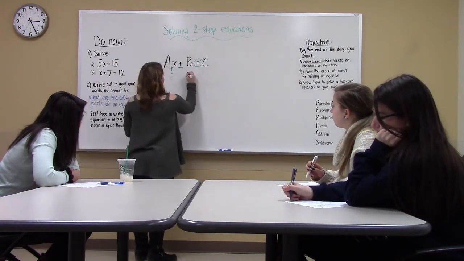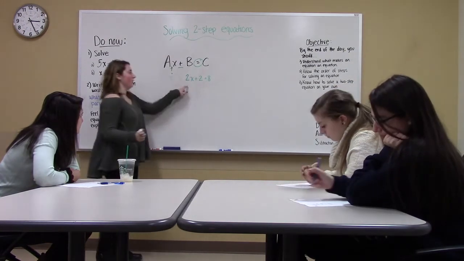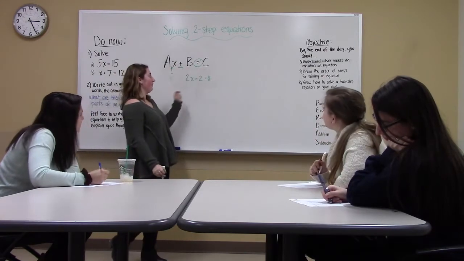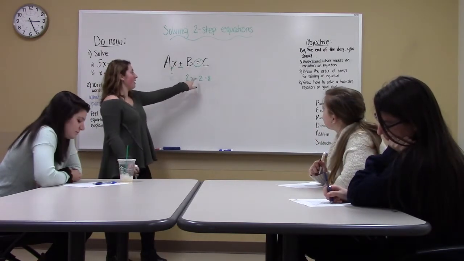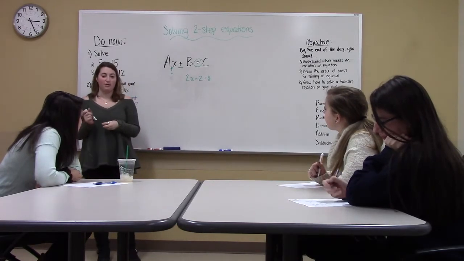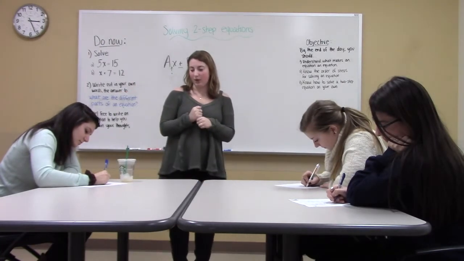So let's write an example. 2x plus 2 equals 8. So the 2, 2, and 8 are the numbers in this, representing A, B, and C, right? And so then we have the multiplication here, the addition, and the equal sign. Okay, so you guys want to try and solve that? It's okay if you can't do it. It's really hard, and we haven't gone over it yet.